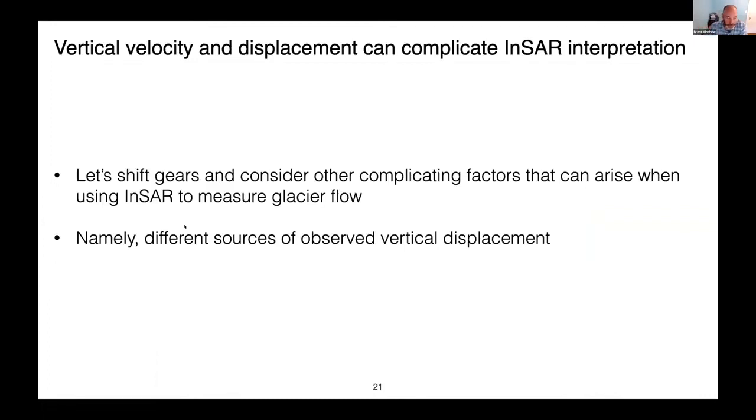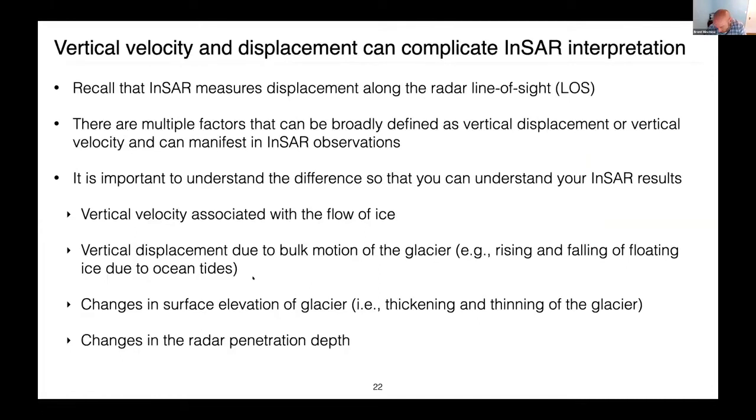Okay, so we're going to shift gears a little bit and consider complicating factors that can arise in using InSAR to measure glacier flow, and namely different sources of observed vertical displacement. And this is the thing that we're going to wrap up on. So you'll recall, and I'm sure you've figured out by now, InSAR measures the displacement along the radar line of sight, right? And so there are multiple factors that can be broadly defined as vertical displacement or vertical velocity that can then manifest in InSAR observations as line of sight displacement. So it's important to understand the differences between these things that we may consider to be vertical displacement so that you can sort out what the main contribution is in these areas, and correct your data as you need to in order to do the studies that you want to do.